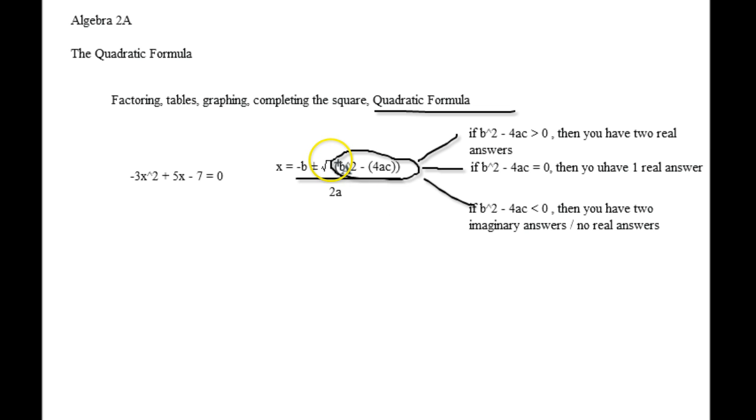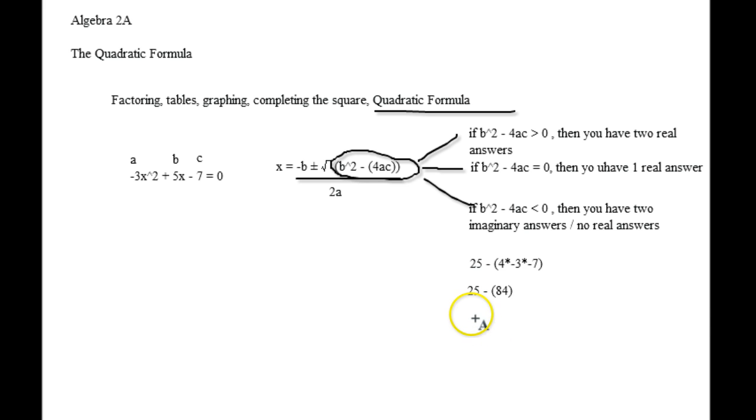So you can plug this stuff in real fast and just see how many answers you're going to have. So for example, this is going to be my a, this is going to be my b, and this is going to be my c. So I just plug it in real fast. 5 squared is 25 minus parentheses 4 times negative 3 times negative 7. As you can see, this number is going to get really big really fast. So 25 minus 4 times negative 3 is negative 12. Negative 12 times negative 7 is 84. So this just becomes positive 84.